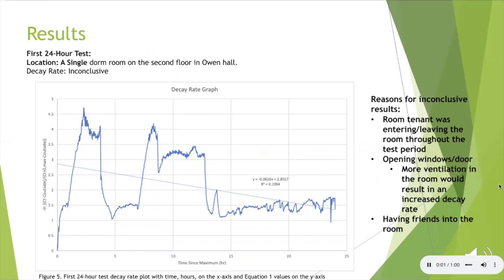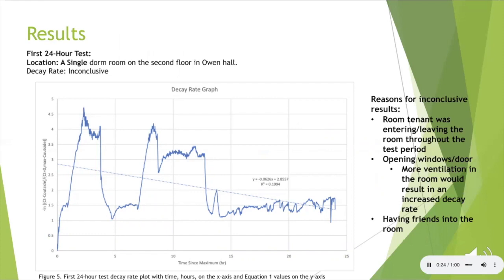On this slide, you can see the results from our first 24-hour test, which was conducted in a single dorm room on the 2nd floor of Owen Hall. You can see by looking at this, the graph doesn't quite look like the other ones, as the linear line of best fit is both negative and decreasing. Because of all the peaks and valleys in this graph, we concluded that the overall 24-hour decay rate is inconclusive.